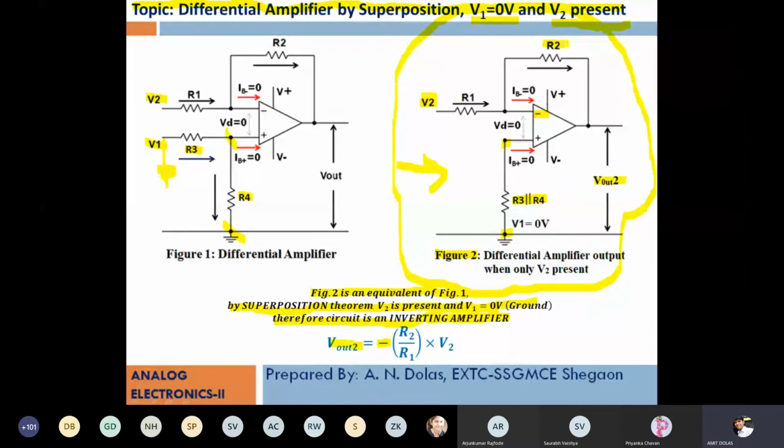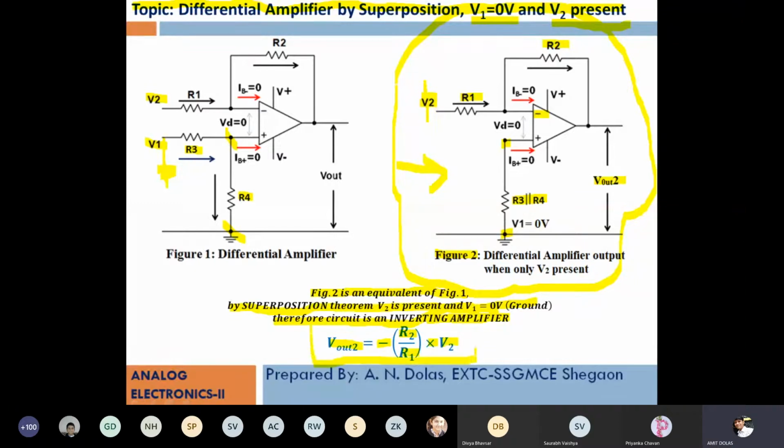That's why the gain of this circuit is minus R2 by R1, and multiply by what is the input? Only one input is present, that is V2. So multiply by V2. So simply here, the equivalent circuit is an inverting amplifier, and we get the formula for inverting amplifier, that is Vout is equal to minus R2 by R1 into V2. We'll move to the next PPT.